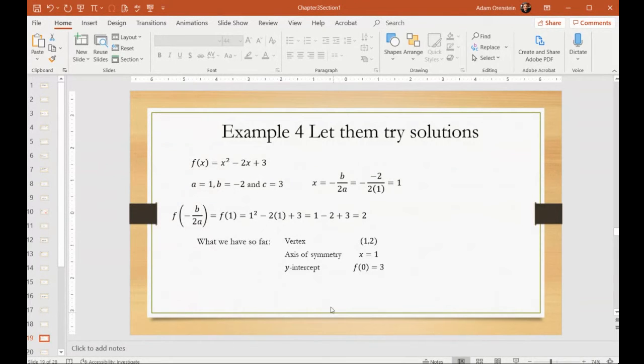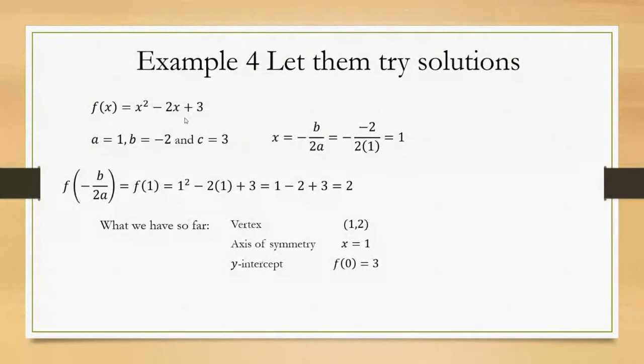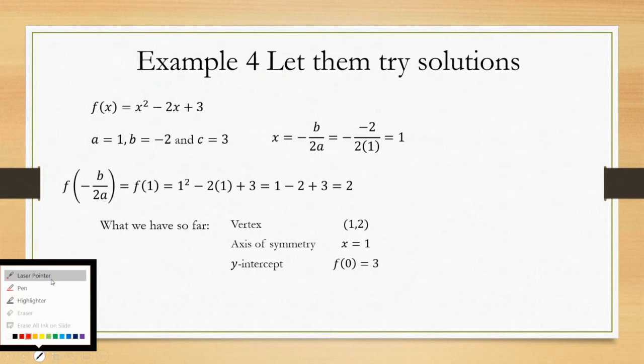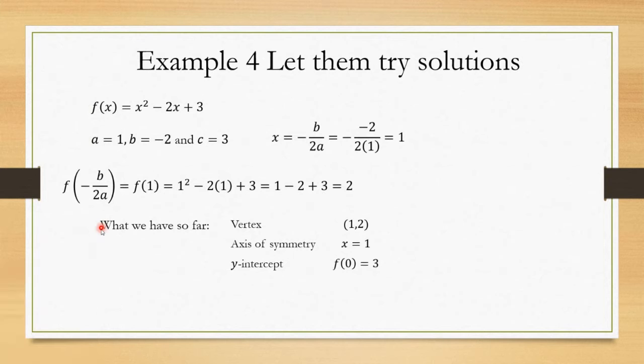Anyway, so here we're going to graph this one now, okay? So what we have here is x squared minus 2x plus 3. And what we have is a equals 1, b is minus 2, c is 3. So now we get x equals negative b over 2 times a. It's just like what we did before, right? We have to get negative b over 2 times a, like so.